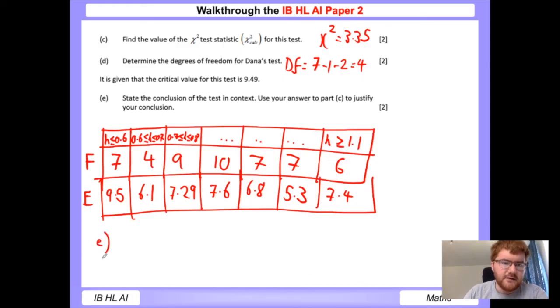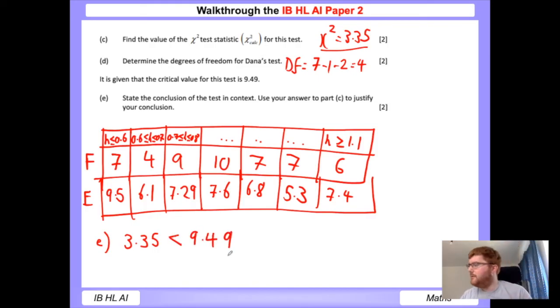Now we need to look at E. So now given the critical value is 9.49. Now notice we've got 3.35 here. You could use the p-value to do this, but notice that 3.35 is less than our critical value, 9.49, and therefore this means that we accept H0. This works in the opposite way to the p-value.